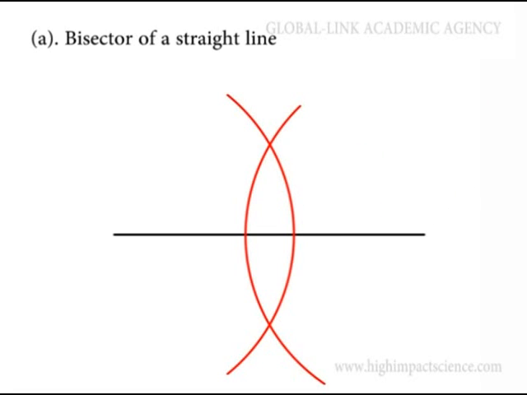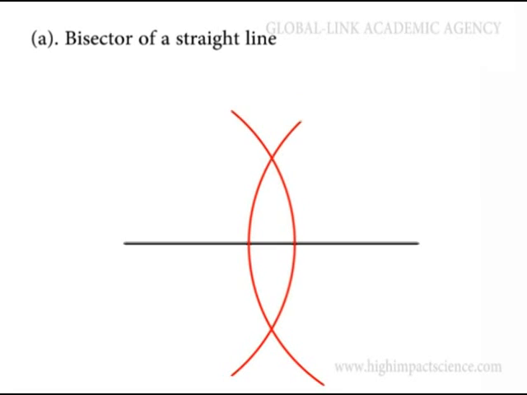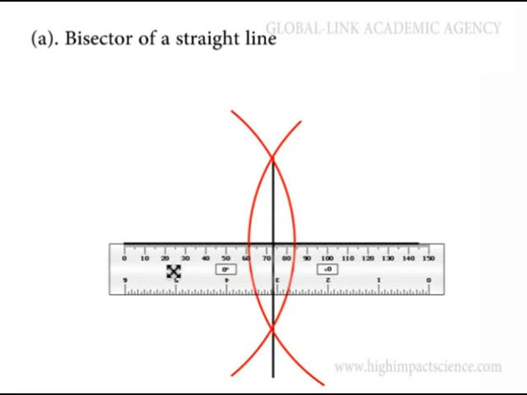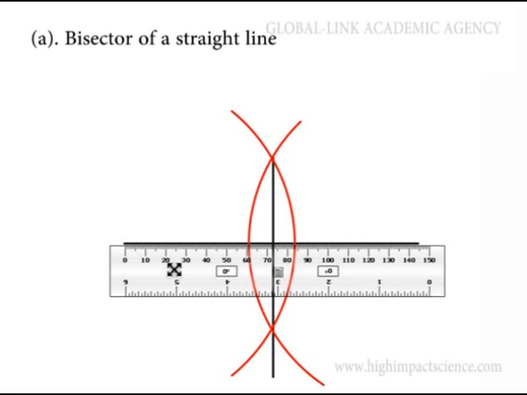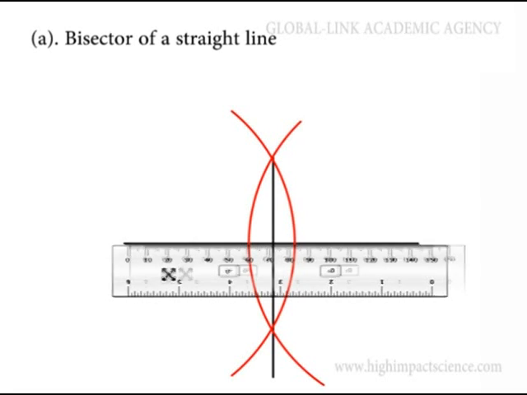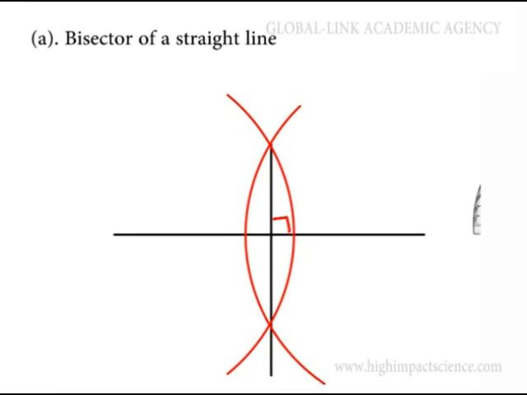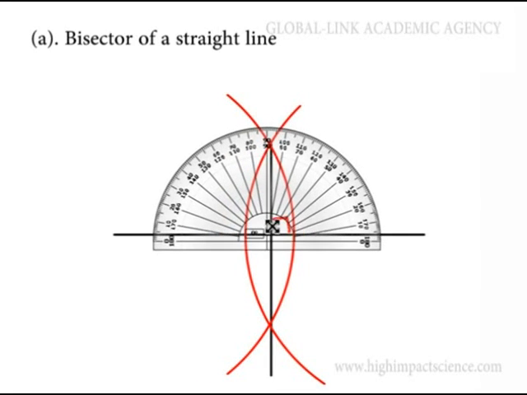The last thing is to draw a vertical line joining the 2 points of intersection. And that line is a perpendicular bisector of our line. And you can confirm that the length on the left equals that on the right. Again, the angle here is 90 degrees.